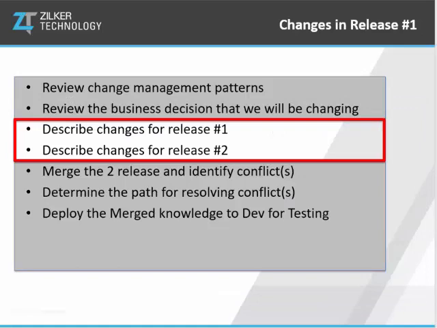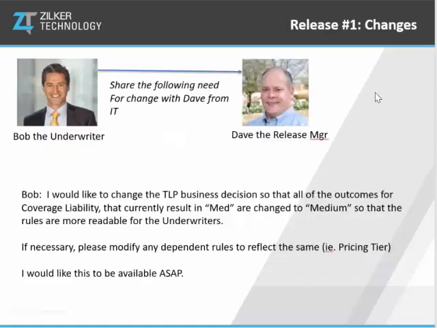Now that we understand the actual business challenge, let's describe a couple of changes for release and then work through those changes to understand how we can identify conflicts. But for this section, let's go through the release definition. For release number 1, the changes that are wanting to be made have been communicated by Bob. Now, Bob's the underwriter, and he can communicate to Dave, who is the release manager, in a whole host of different ways, right? He can call him on the phone, he can send him an email, perhaps they've got a specific change request form, whatever the case.